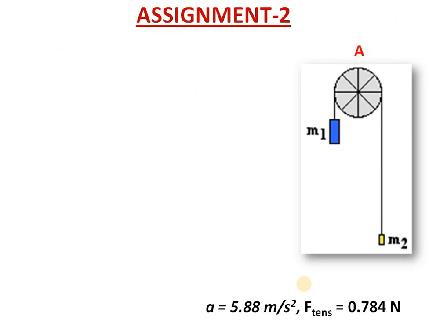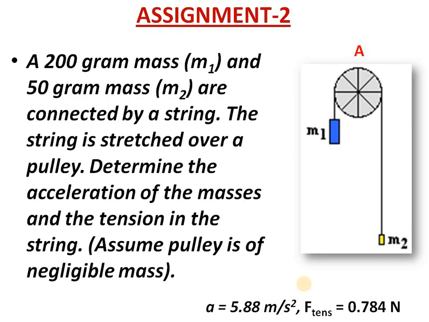And here is another question for you. Again, very simple question. The question is again about the Atwood machine. Here is the question. A 200 gram mass M1, you can designate M1, and a 50 gram mass M2 are connected by a string, and the string is stretched over a pulley. Determine the acceleration of the masses and the tension in the string. Okay, so you are releasing it. So what happens? Definitely it will start moving. Okay, one of the masses is greater than the other one. So obviously there will be motion. Pulley will rotate. So you have to find out what will be the acceleration.